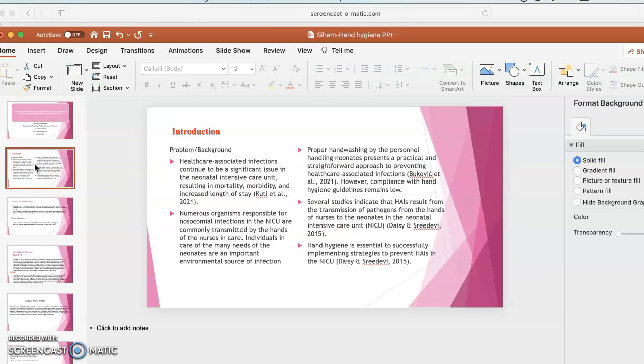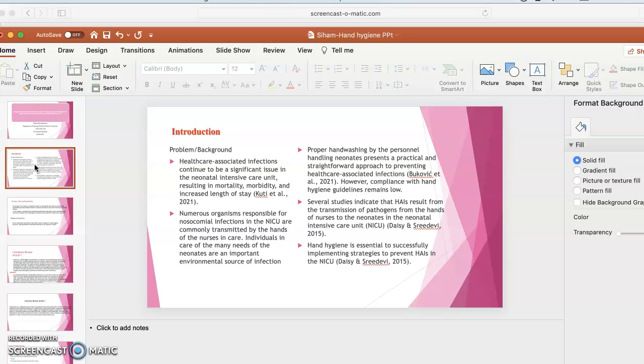Qiu et al. 2021 pointed out that healthcare-associated infection continued to be a significant issue in neonatal intensive care, resulting in mortality, morbidity, and increased length of stay. Numerous organisms responsible for nosocomial infection in the NICU are commonly transmitted by the hands of the nurse in care. Individuals in care of the many needs of the neonates are an important environmental source of infection. Proper hand washing by the personnel handling neonates presents a practical and straightforward approach to preventing healthcare-associated infection.